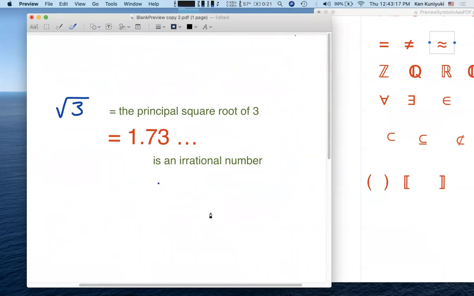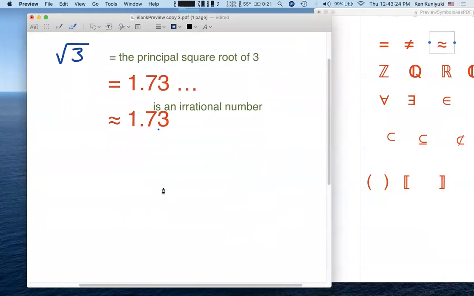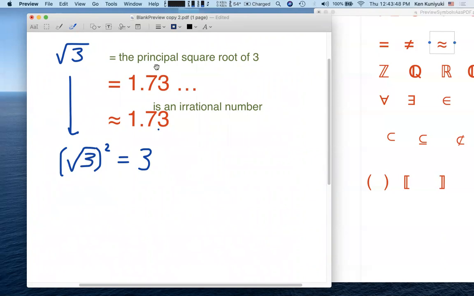And what characteristics does this number have? Well, by definition, the principal square root of 3 has to satisfy this property. It is the unique non-negative real number that does the following. When you square it, you get the radicand, 3. Root 3 is the only number that satisfies those properties. It's non-negative, we want the principal square root, and its square is 3.